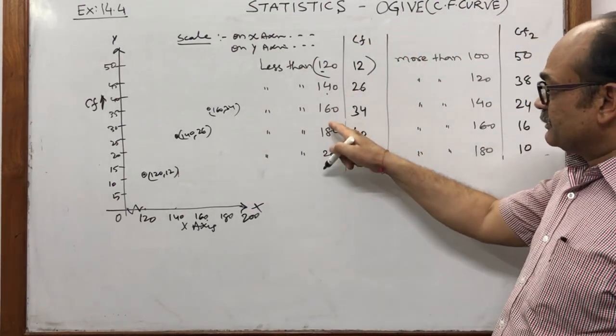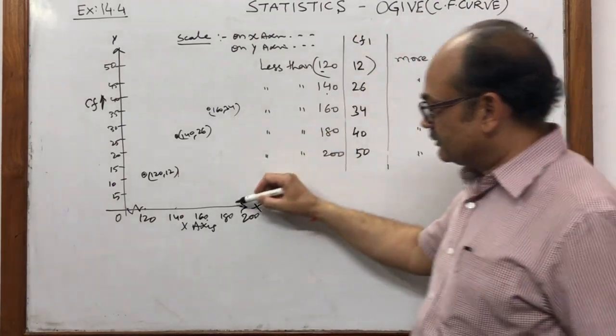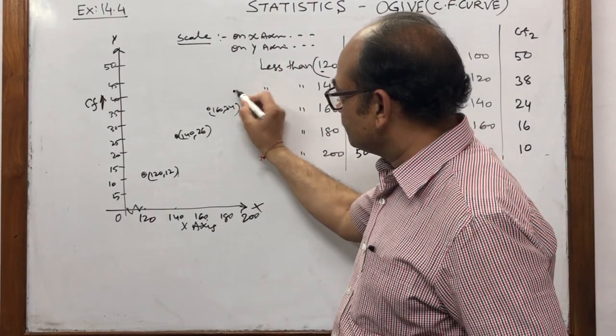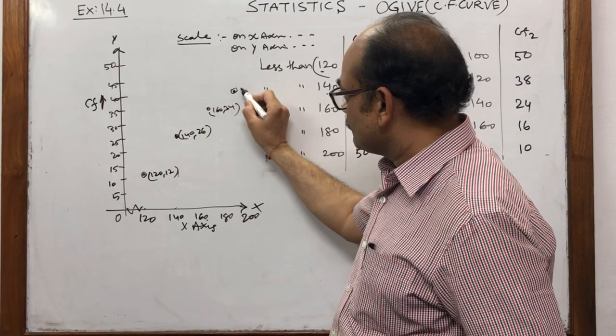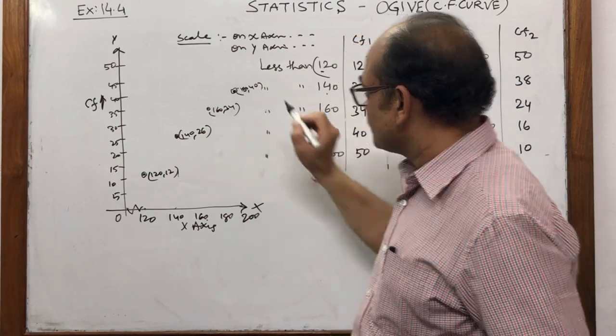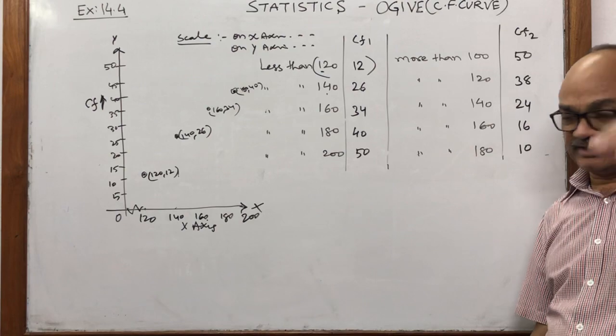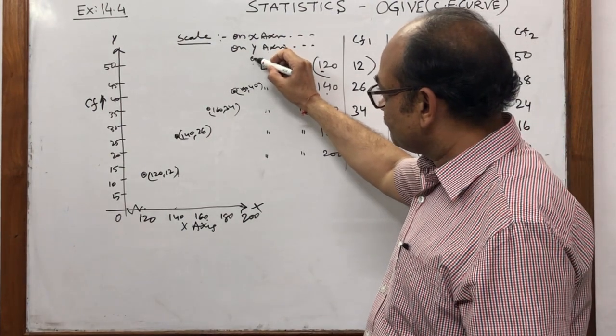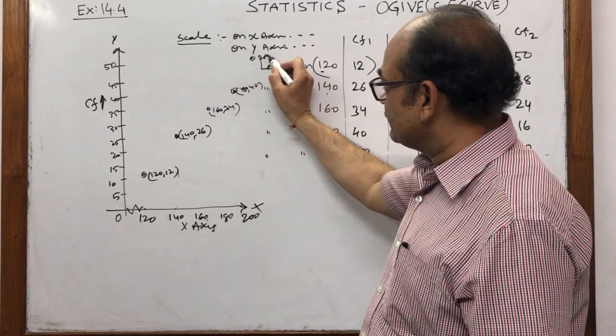Next is 180, 40. So it is 180 and 40. Complete 40. 180, 40. And the last, at 200, highest peak point, 50. This is 250.